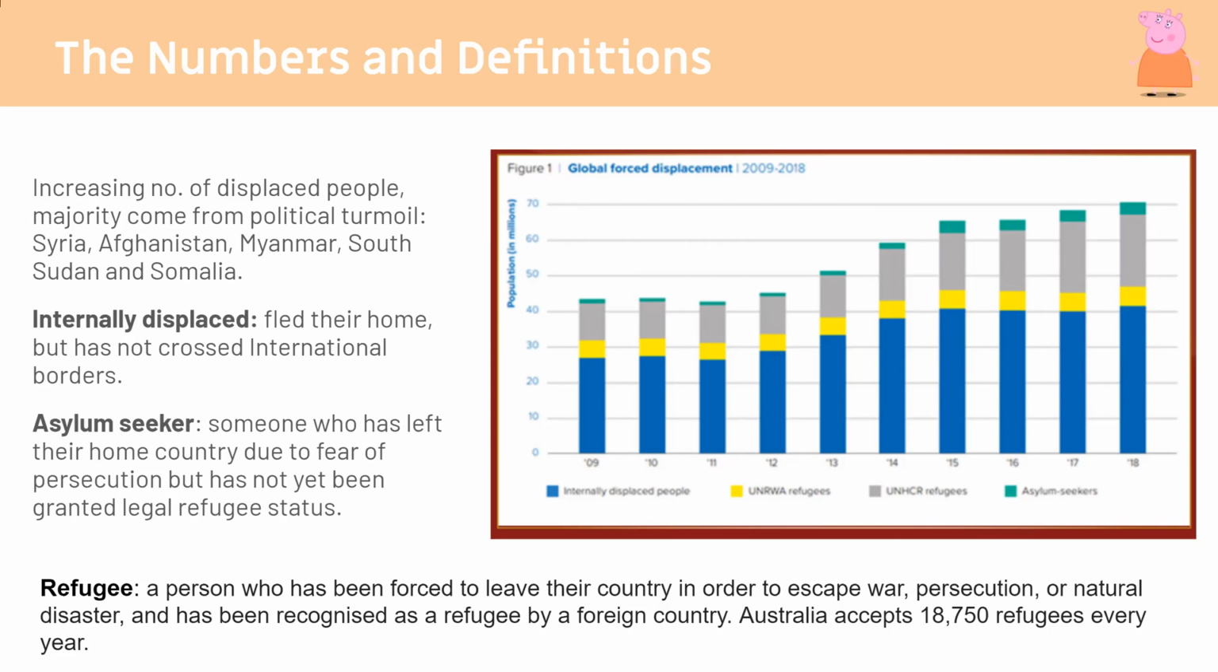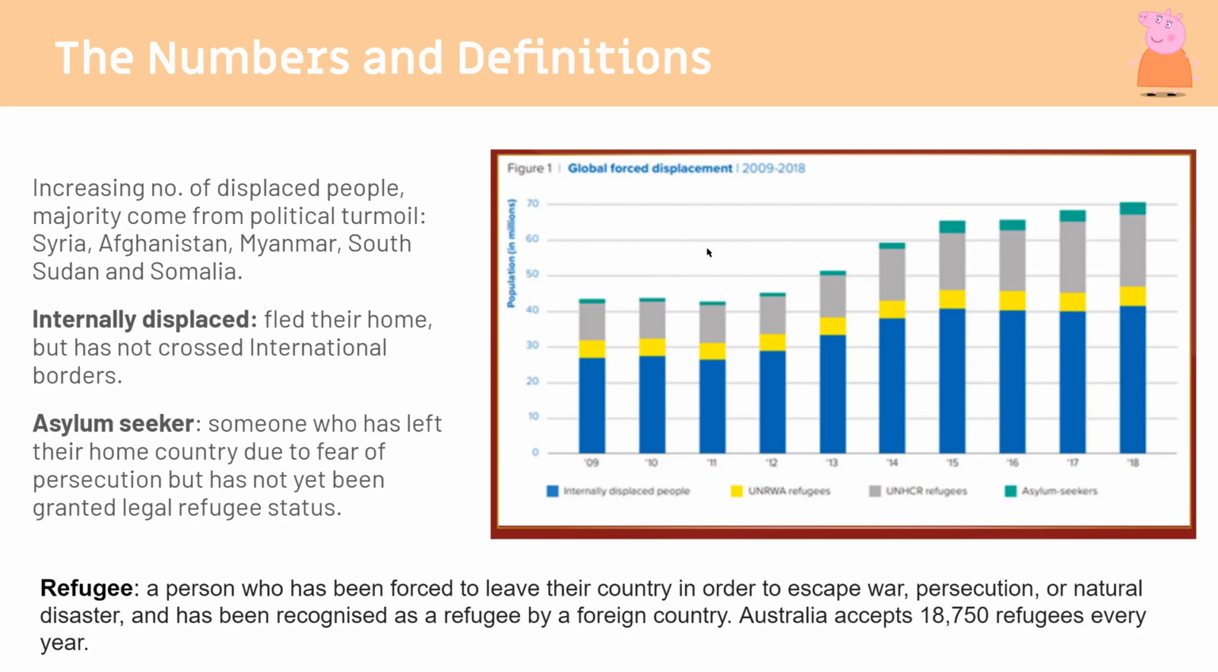So internally displaced is they fled from their homes but have not crossed international borders yet. So they're internally without a home. Asylum seekers are someone who has left their home country due to fear of persecution, but has not yet been granted legal refugee status. Then refugees are people who have been forced to leave their country to escape war, persecution, or natural disaster, and have been recognized as a refugee by a foreign country.